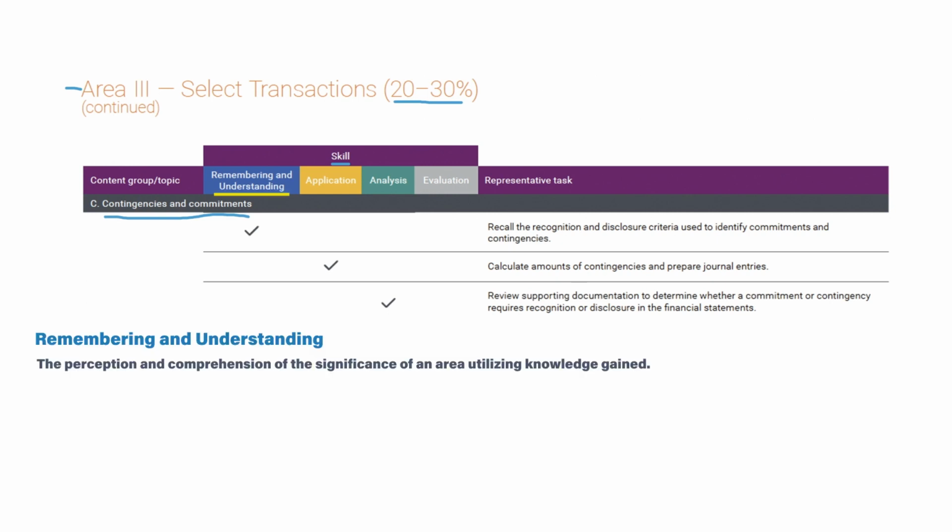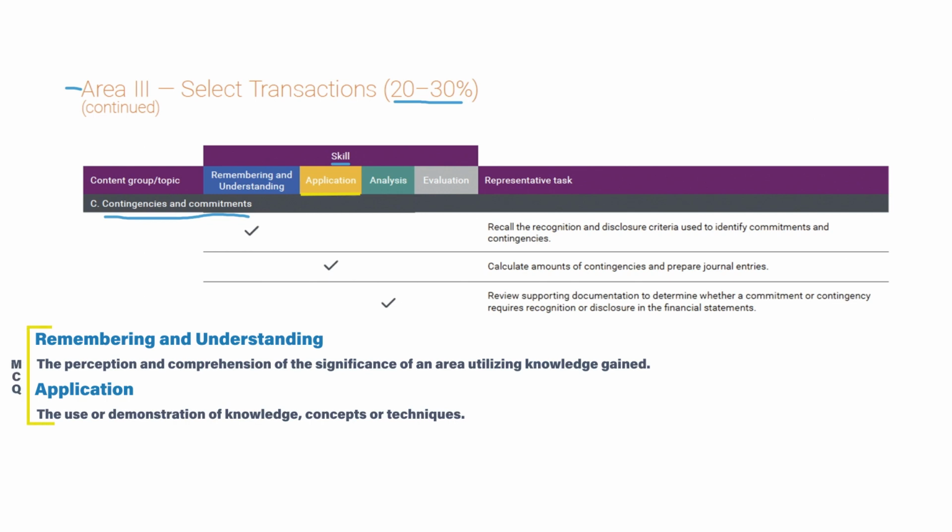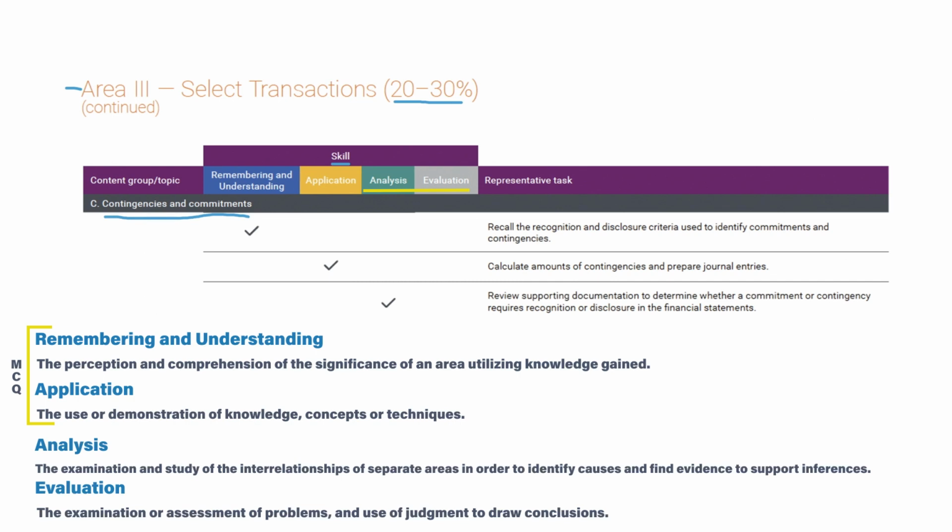Remembering and understanding is the easiest kind of skill. This is simply knowing one simple fact, like a definition. So that's the easiest skill. Next is application, which is where you apply the skill that you learned. So remembering and understanding and application typically show up as MCQs. Then we have analysis and evaluation, which is where you apply knowledge from different sources to come to a conclusion. So those typically show up on the task-based simulations.